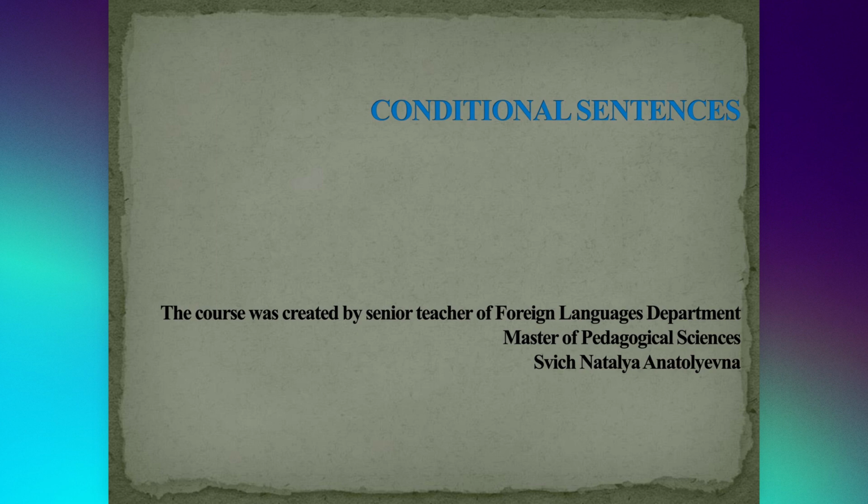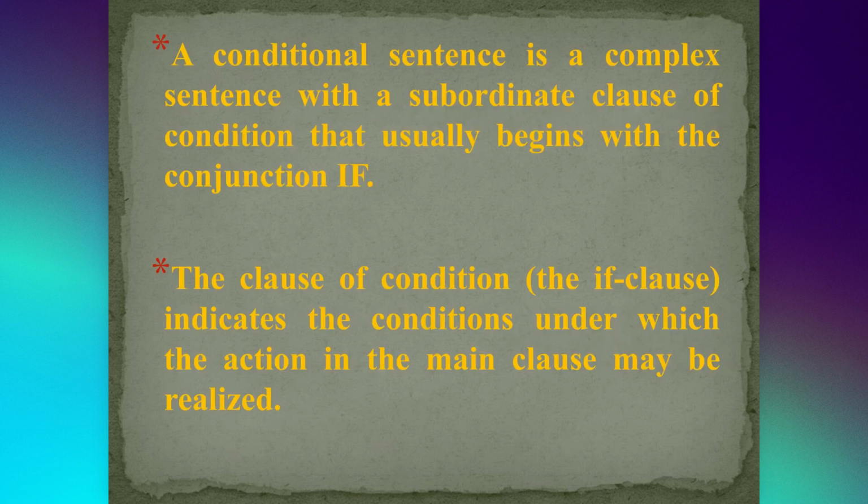Today we are going to study grammar theme, conditional sentences. Let's start. A conditional sentence is a complex sentence with a subordinate clause of condition that usually begins with the conjunction if. The clause of condition, the if clause, indicates the conditions under which the action in the main clause may be realized.